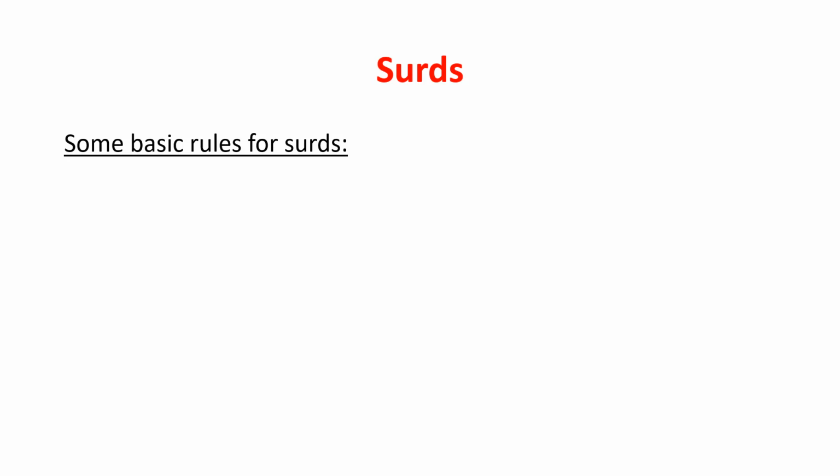Here are some basic rules for surds. First rule, if I square root a number and I multiply it by the square root of the same number, I get the number. So the square root of 5 times the square root of 5 is just 5.